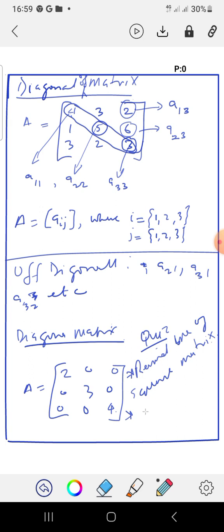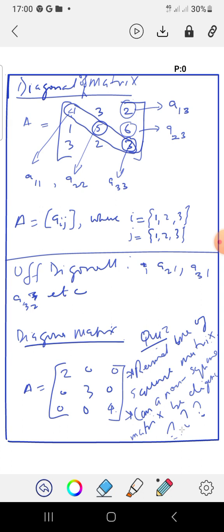Okay, can a non-square matrix be a diagonal matrix? Can a non-square matrix be diagonal? All right, let me know what your answer to that quiz is.